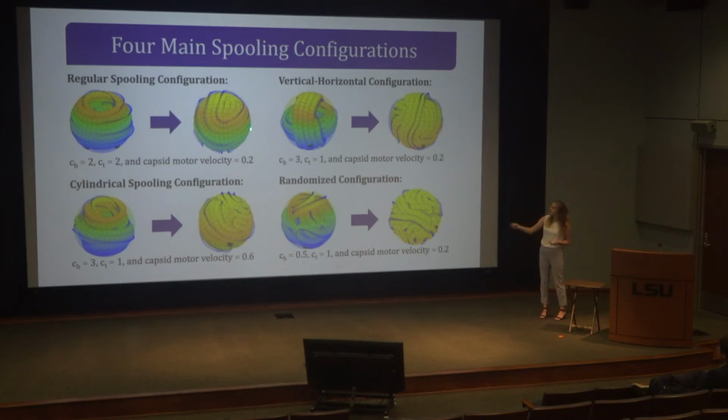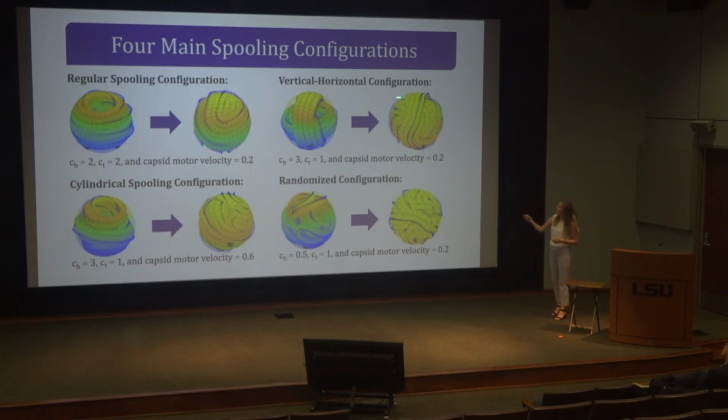The first one that you see up here is the regular spooling configuration. All these spools came in, relaxed on each other, and just fell down to the bottom of this capsid. As you can tell, the CB and CT, the bending constant and the torsion constant, are proportional to each other, so 1 to 1. This happened at a relatively low motor velocity, so it allowed the simulation to relax as it's going in. That strand has the time to relax out to the sides of that capsid and give this overall look.